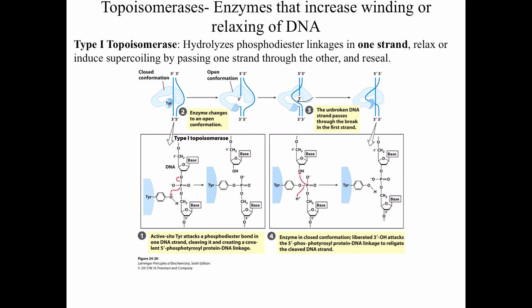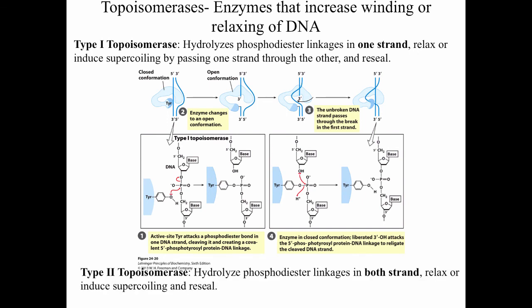So it'll catalyze a reaction in which the hydroxyl group of the 3' carbon then reacts with the phosphate of the enzyme, the covalent enzyme intermediate, which then releases the reactive tyrosine, remaking the phosphodiester bond. Type 2 topoisomerases essentially do the same thing, except they hydrolyze both phosphodiester linkages to either relax or induce supercoiling, and then reseal the DNA. All right, so we're going to stop it there.